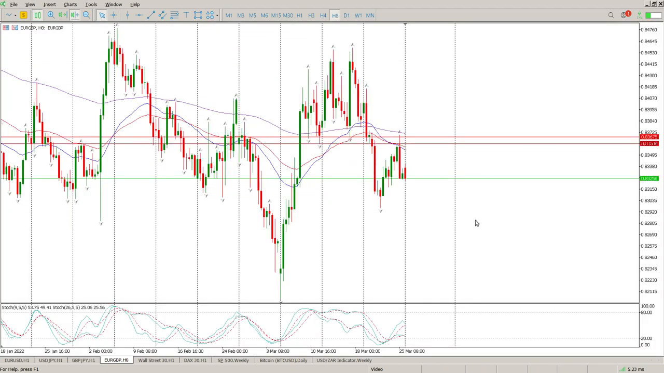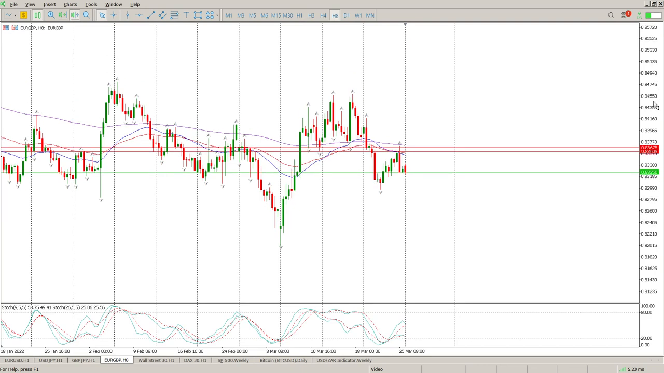Euro British pound, and this is one which on the 8 hour, every time we get above the 155 EMA, we tend to fall, and we've got a rejection on Friday here of that 155. We've got to cross over the moving averages. So as far as I'm concerned now, this little flag that we have, you'll probably see it better on the 1 hour.